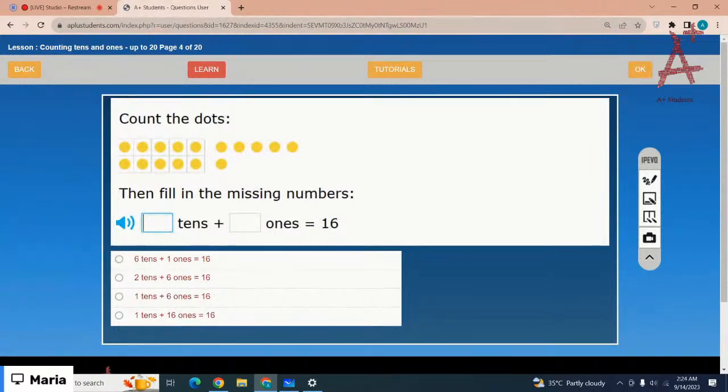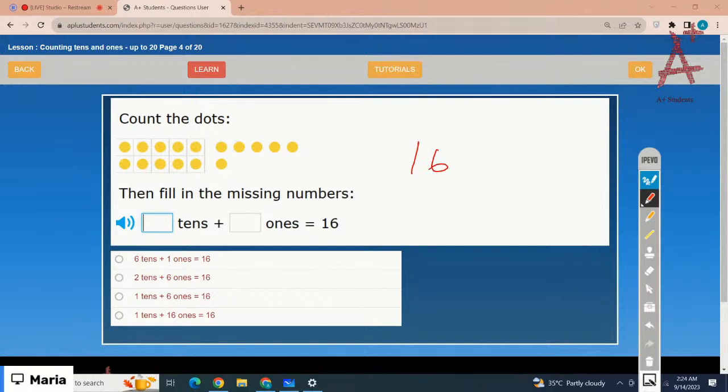Count the dots. So which is the correct option? Let's just count the dots, right? There are 16 dots, right? Okay, now you have to see how many tens and how many ones we have, right? So the rightmost digit is always at the ones position. So you have 6 ones and 1 tens. So it would be 1 tens and 6 ones, right?